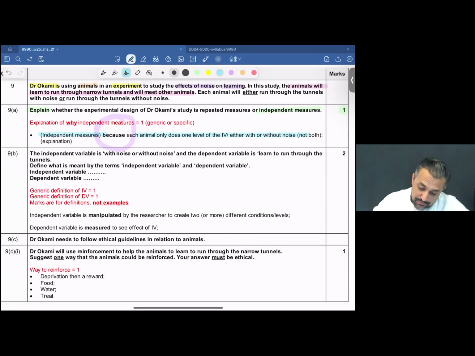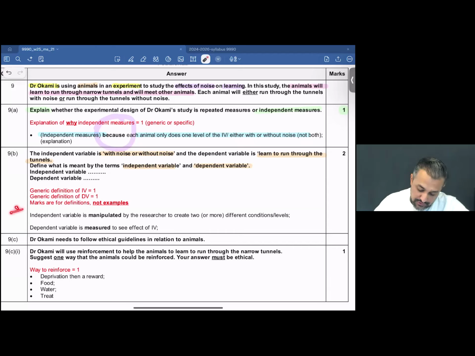Question number 9B, Bismillah ar-Rahman Rahim. The independent variable over here is with noise or without noise, and the dependent variable is learning to run through the tunnels. Define what is meant by the terms independent variable and dependent variable. Super simple. It's a 2-mark question. Define what is meant by the term. There are 2 terms they've asked you to define, so you get 1 mark for each, as simple as it could be.